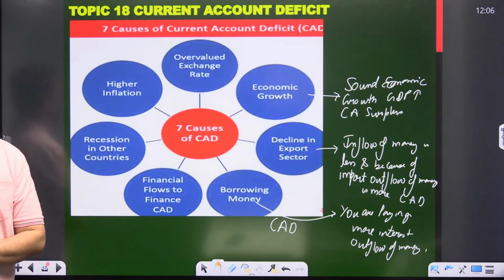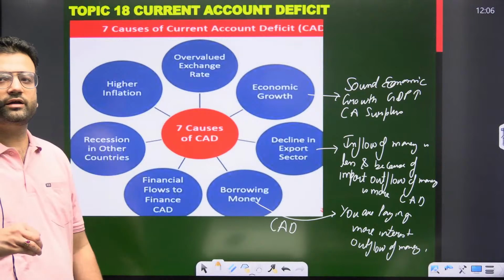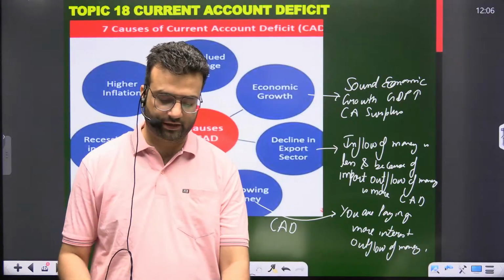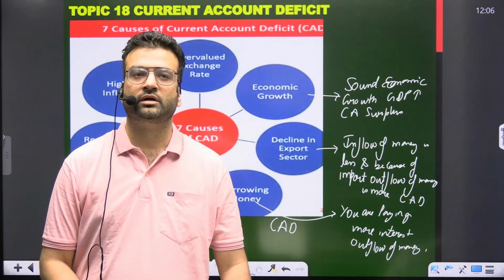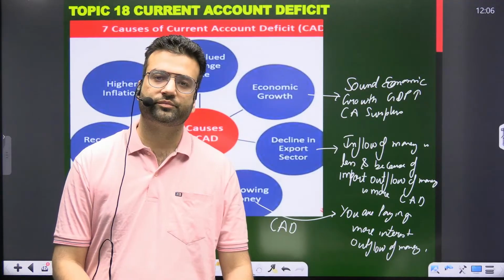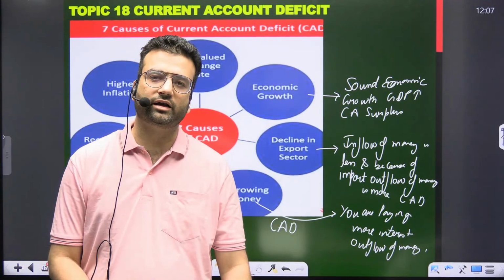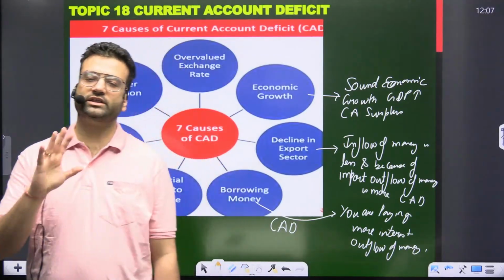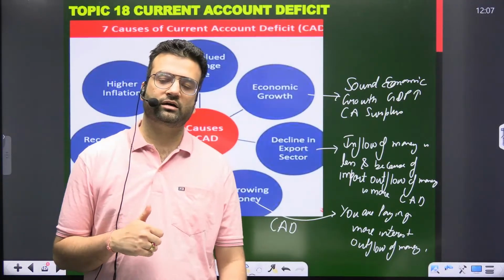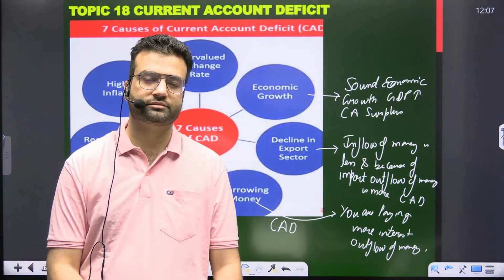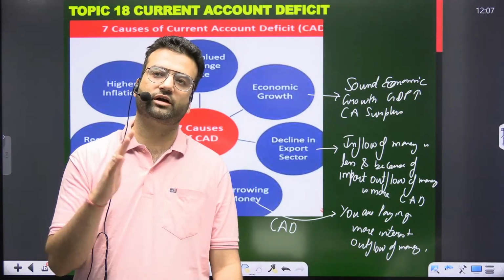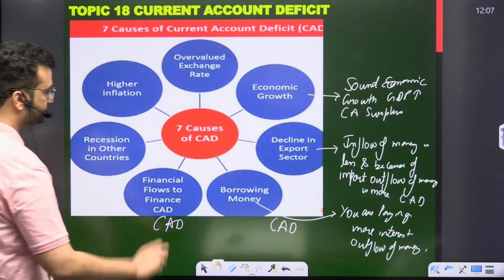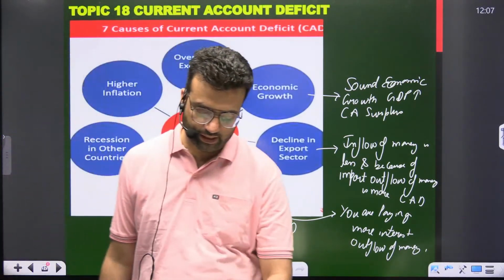Finance flow to finance current account deficit. Whatever you are earning is going to correct only your current account deficit. Suppose my current account deficit is 100, and whatever I am earning, I am paying for the current account deficit only. Then I am not earning anything else.